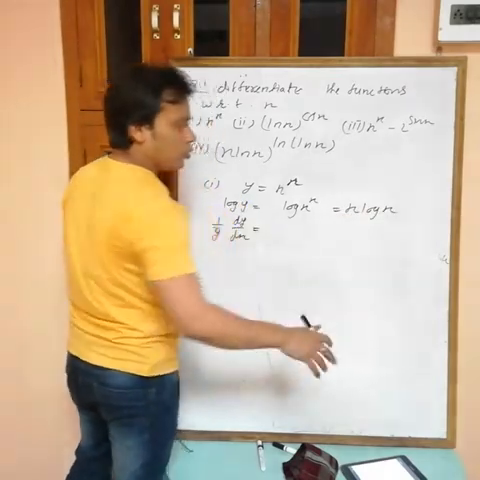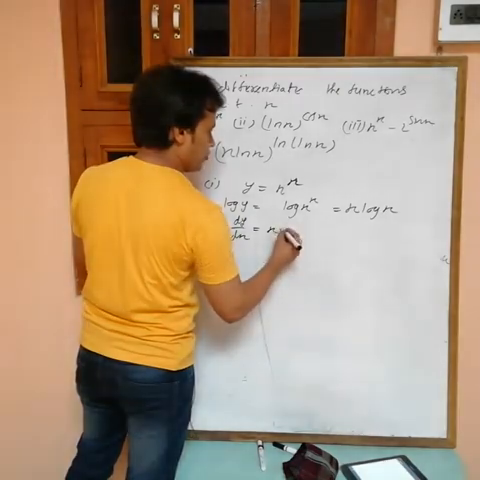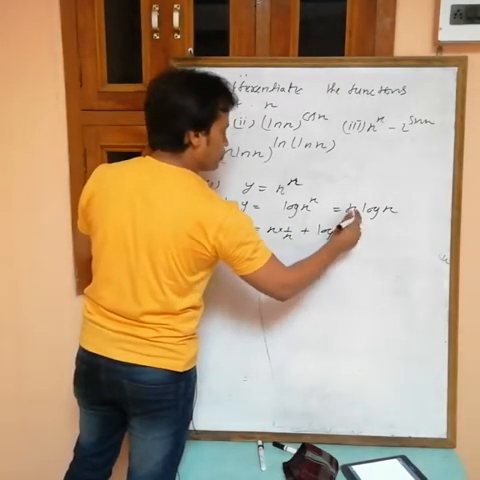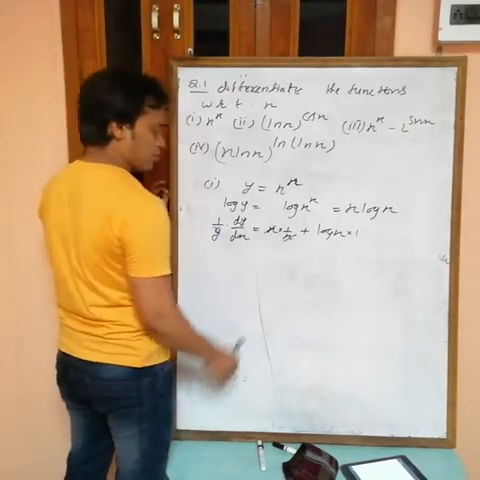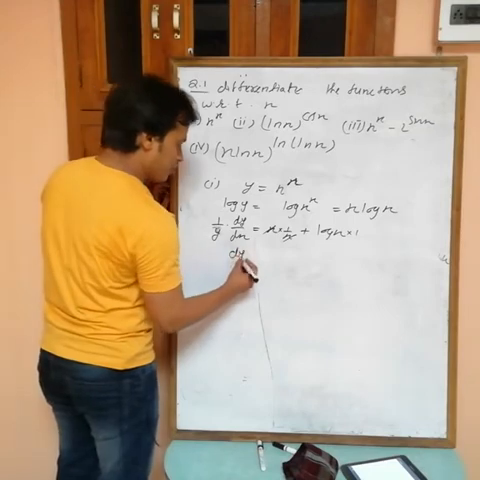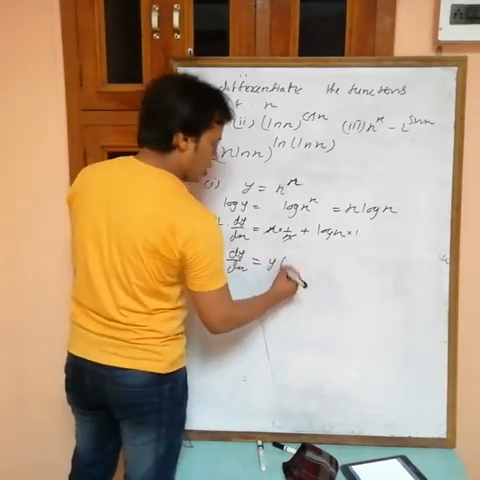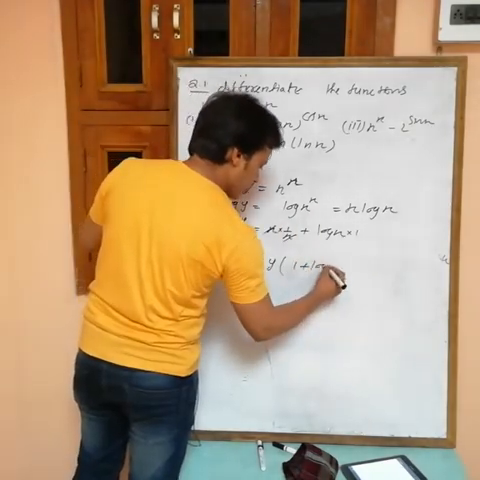Now x into log x is a product of two functions. First, x constant, the differentiation of log x is 1 by x, plus log x constant, and the differentiation of x is 1. Okay, x cancels out. Then what do we want? We want the value of dy by dx. So multiply y on this side, and the complete value is 1 plus log x.